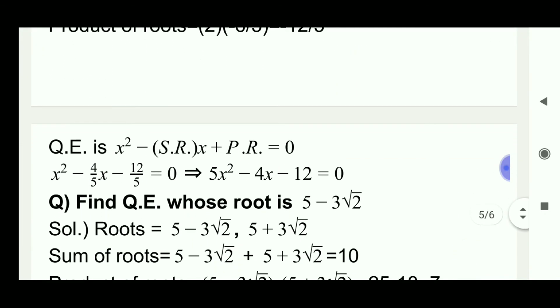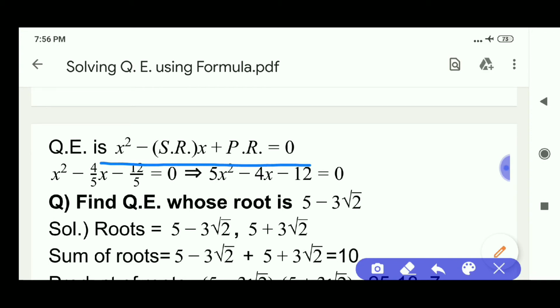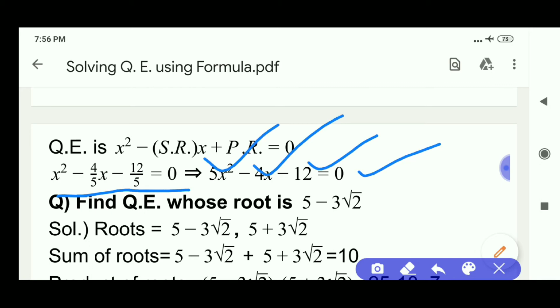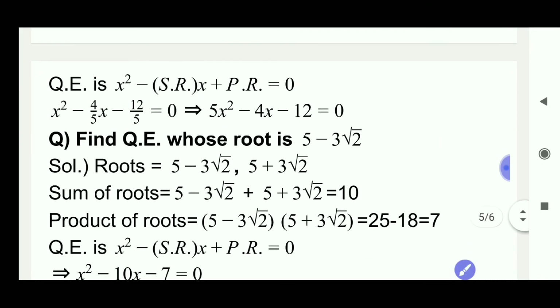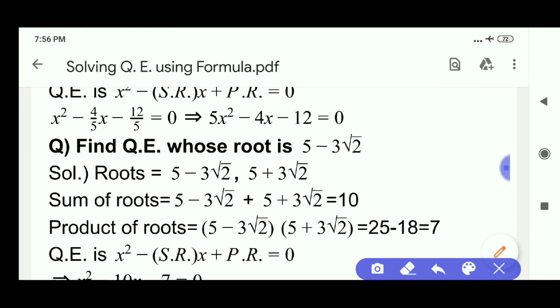Now the formula says x square minus sum of roots into x plus product of roots is equal to 0. That means x square minus 4 by 5 into x minus 12 by 5 is equal to 0. Multiplying each term with 5, we get 5x square minus 4x minus 12 is equal to 0. This is the solution. Now last question. Find the quadratic equation whose root is 5 minus 3 root 2. Here only one root is given.